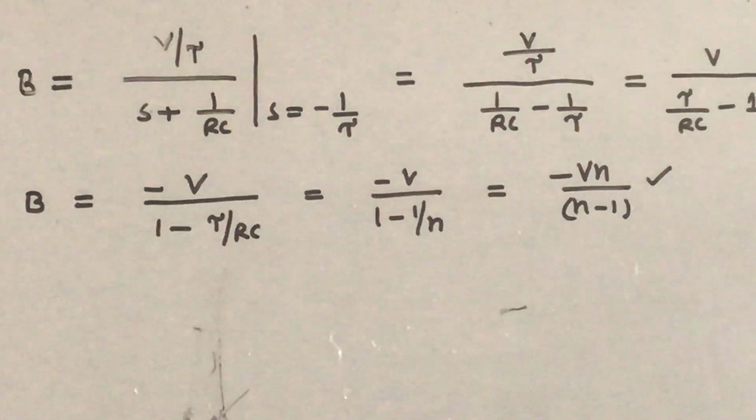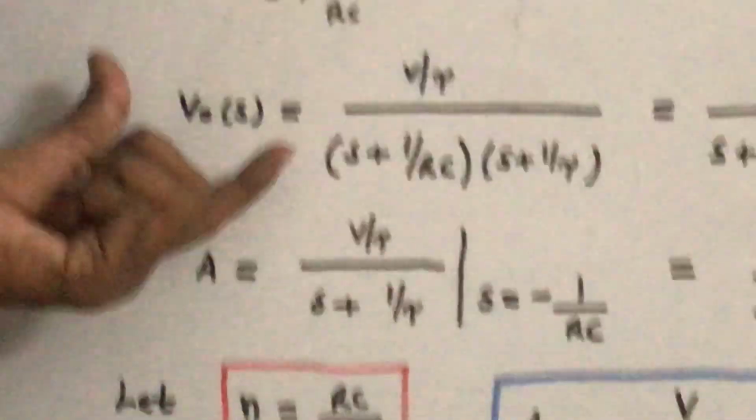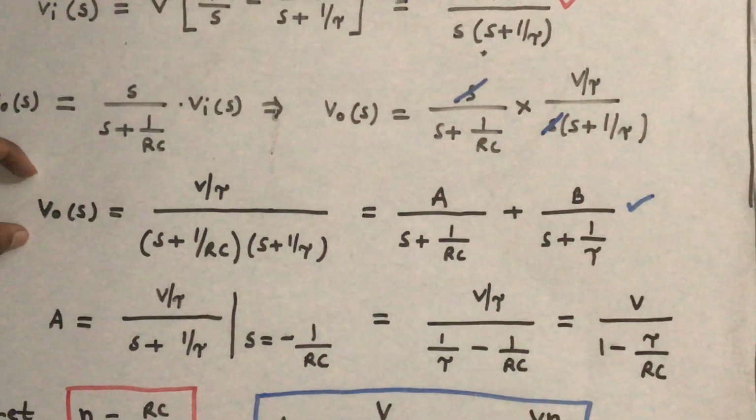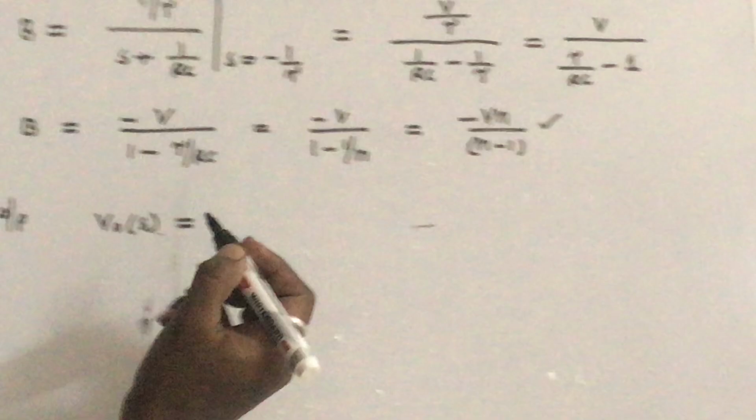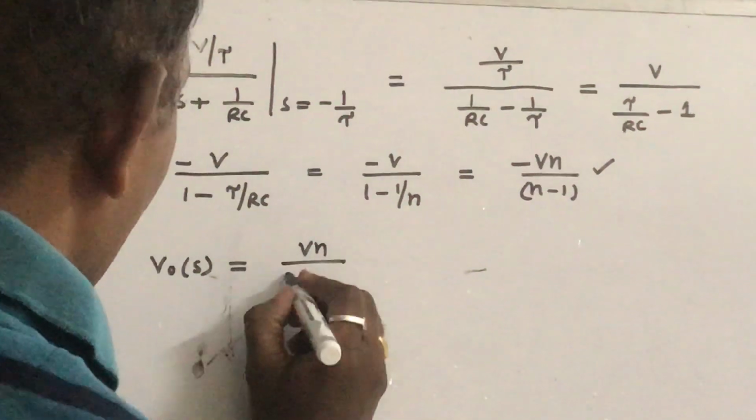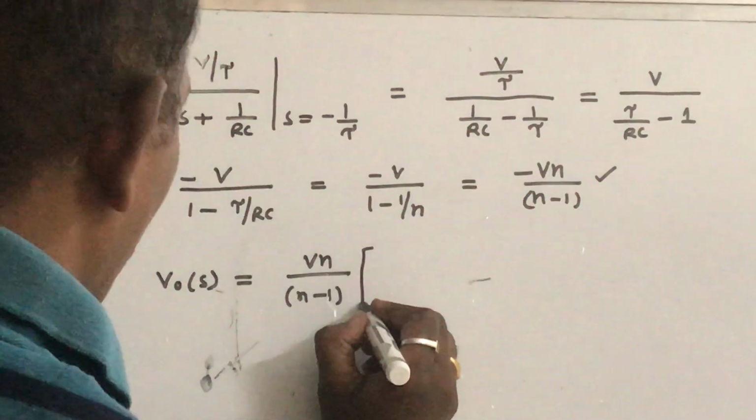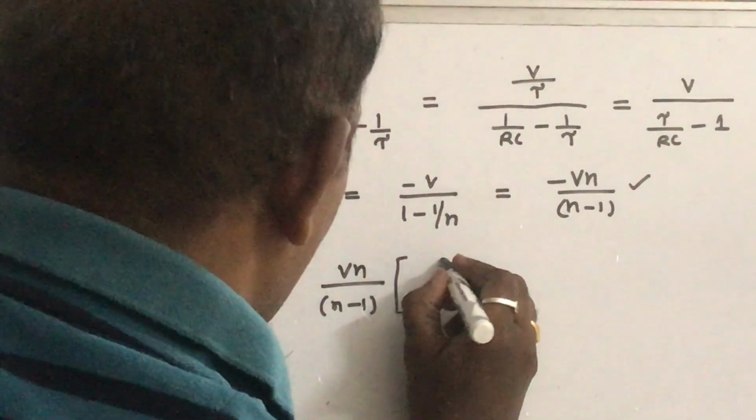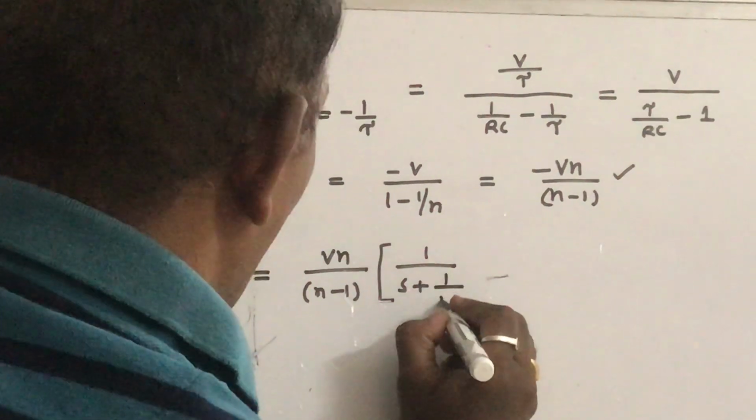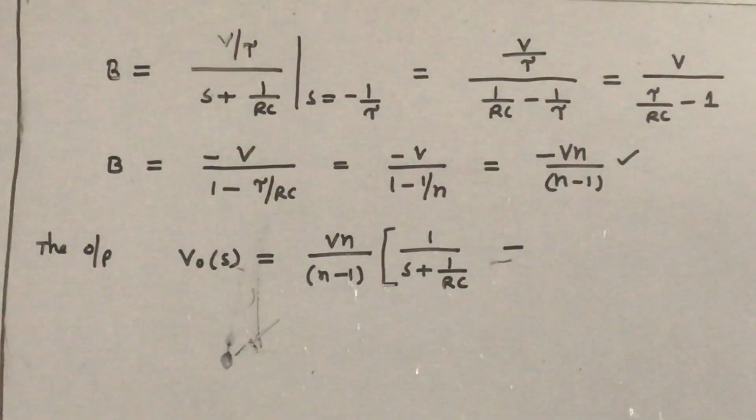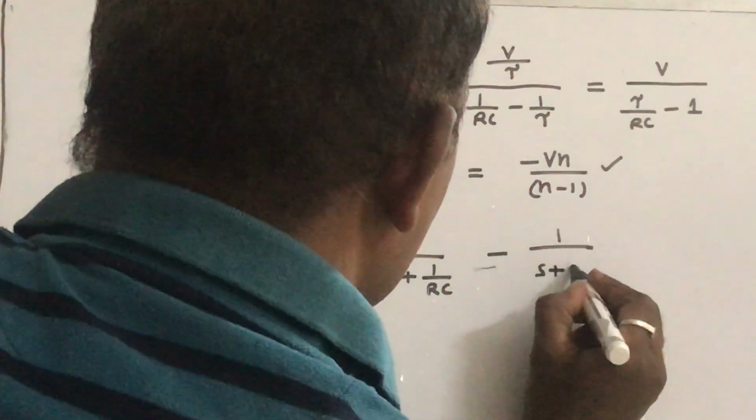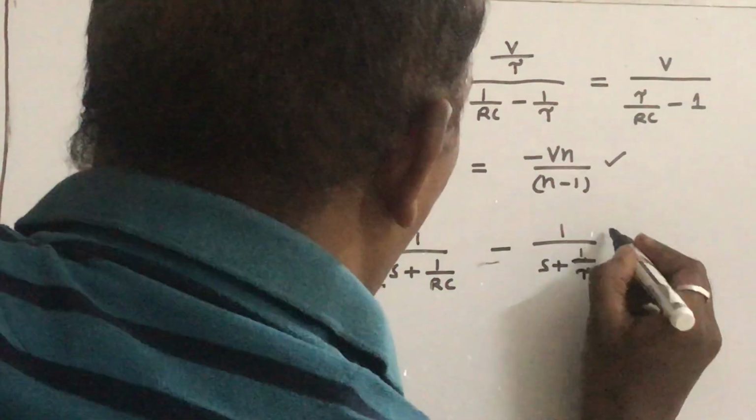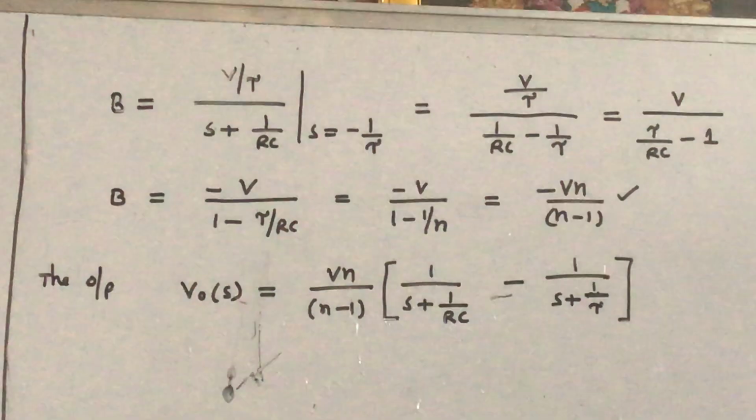So let us substitute A and B in V0 of s. So the output in Laplace transform, V0 of s, is equal to, what is A? Vn by n minus 1 into, what is A's factor? 1 by s plus 1 by RC, minus B. So substitute B and take Vn by n minus 1 as common: 1 by s plus 1 by tau. So this is the expression.